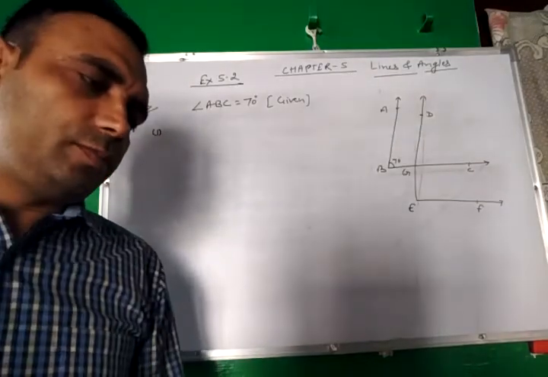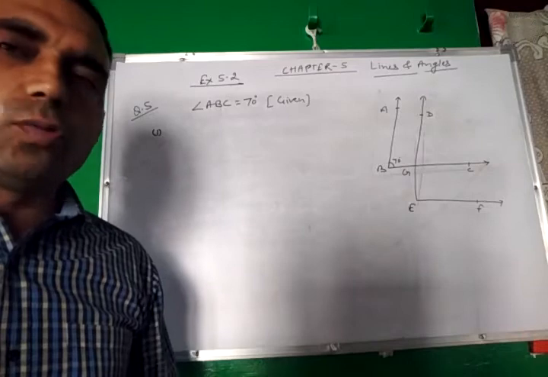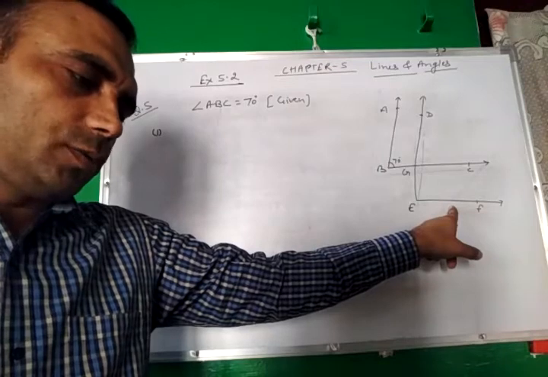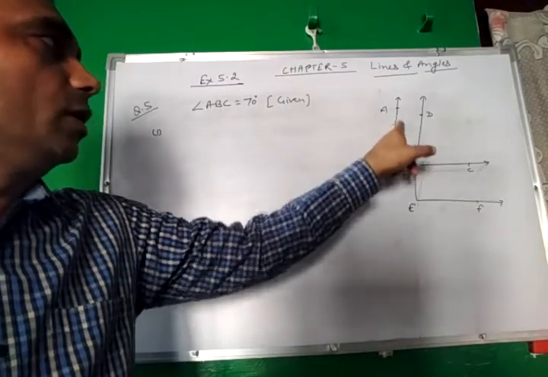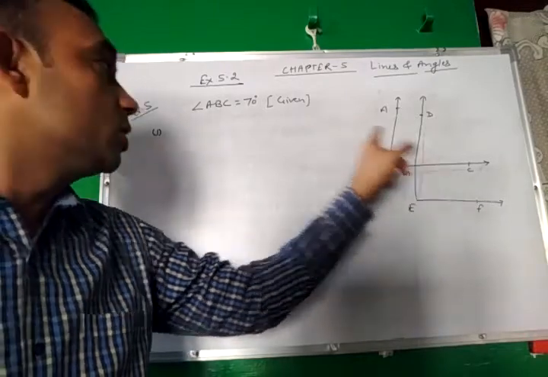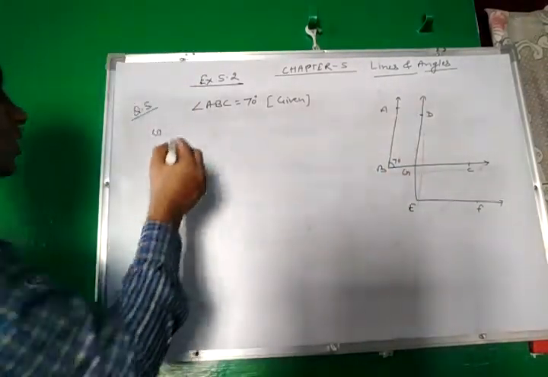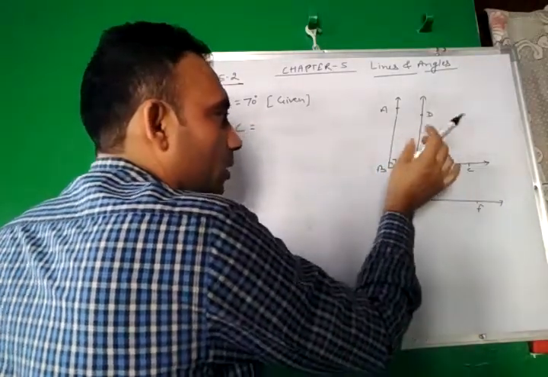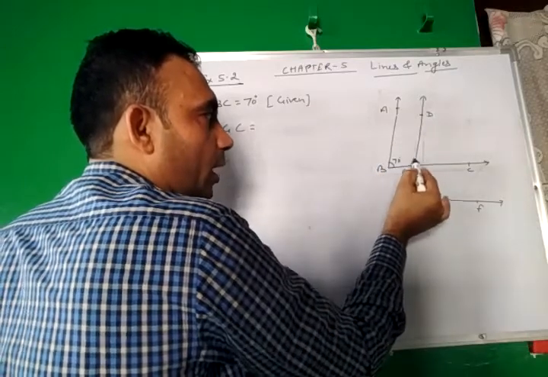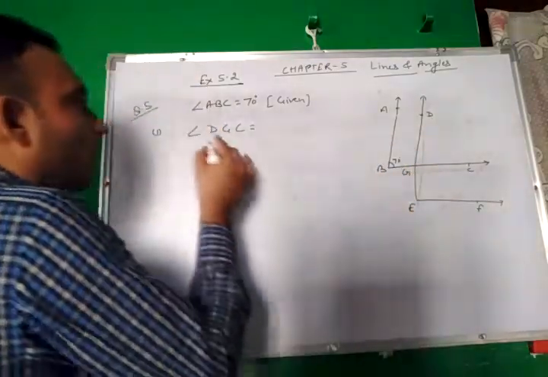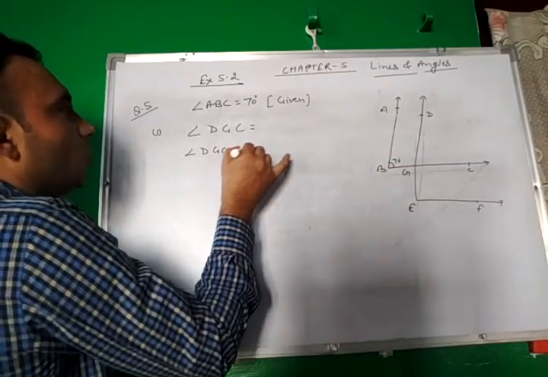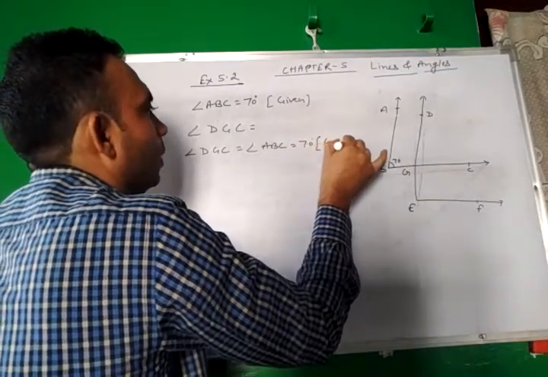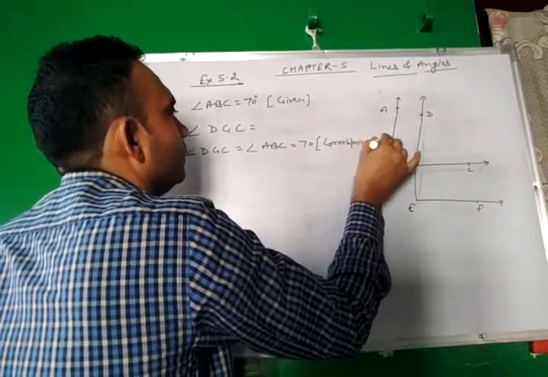Now question number 5. In the given figure, the arms of the two angles are parallel. This is parallel to this and this arm is parallel to this. Angle ABC is equal to 70. This is given. We have to find first angle DGC. These are two parallel lines, so this angle and this angle will be corresponding. So angle DGC is equal to angle ABC, which is equal to 70 degrees by the property of corresponding angles.